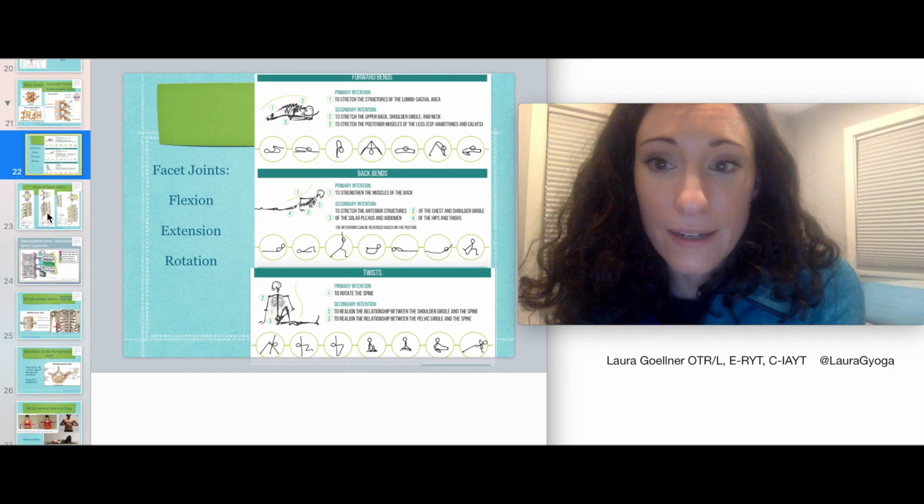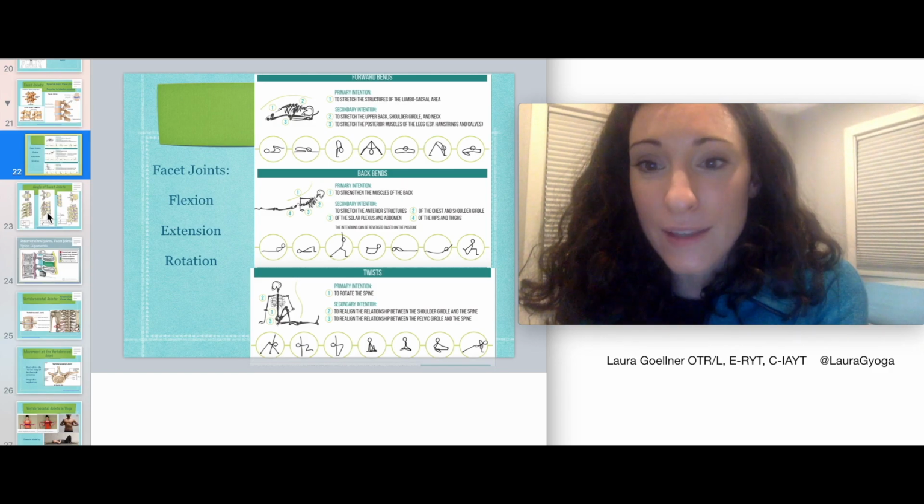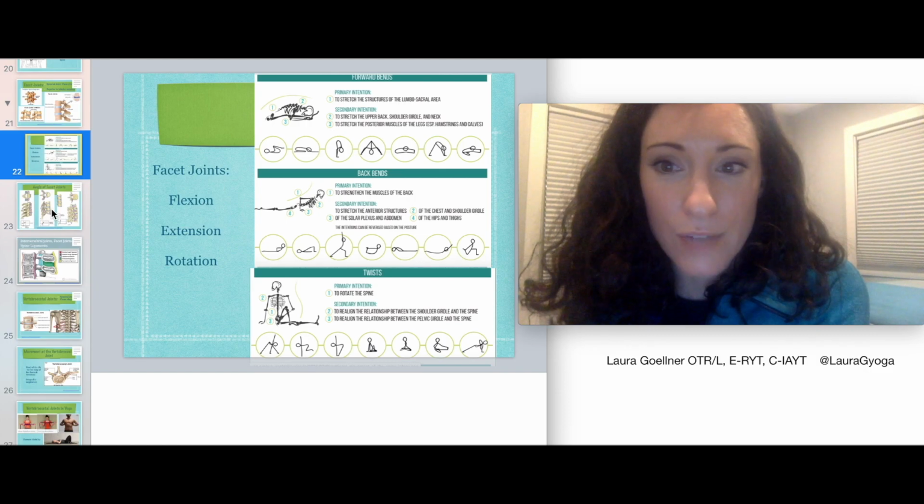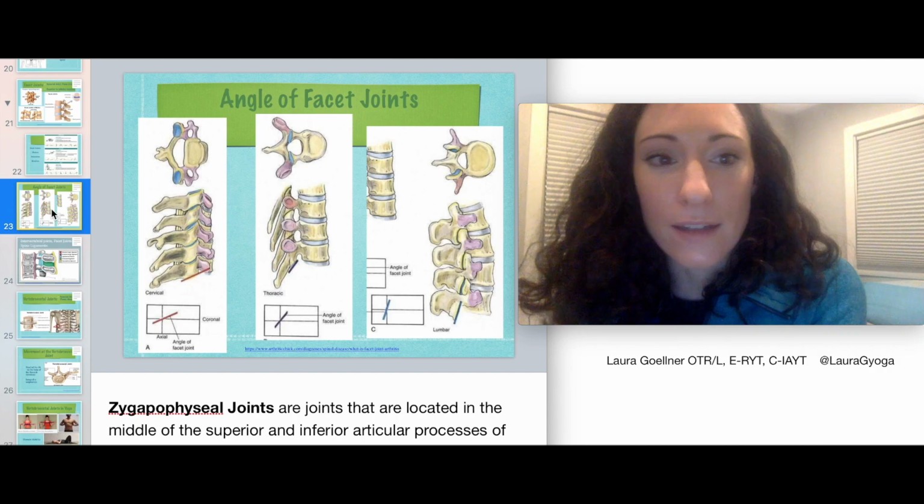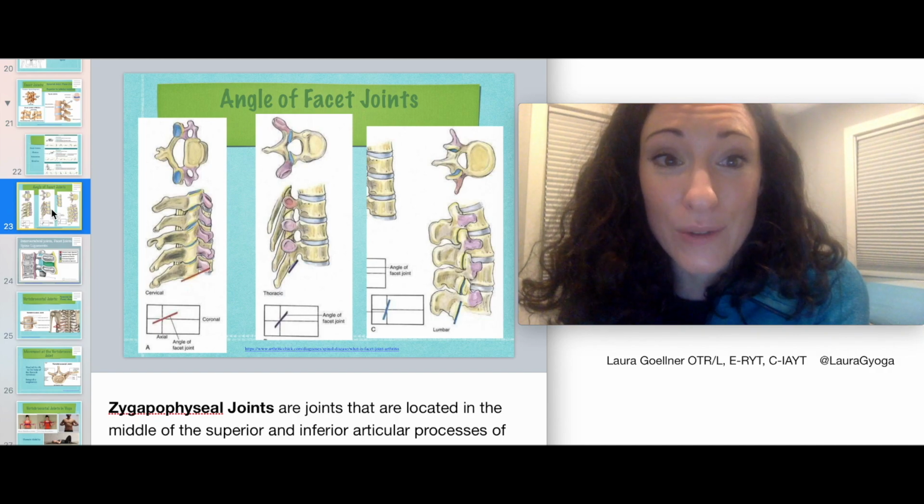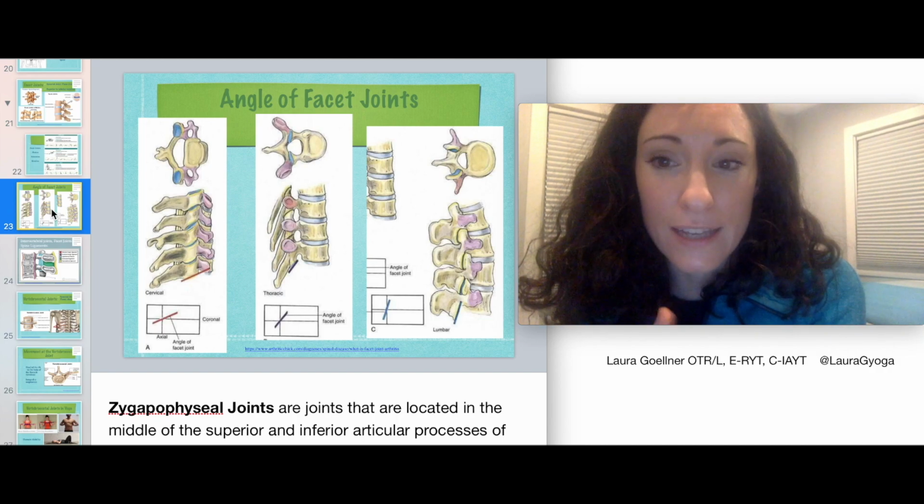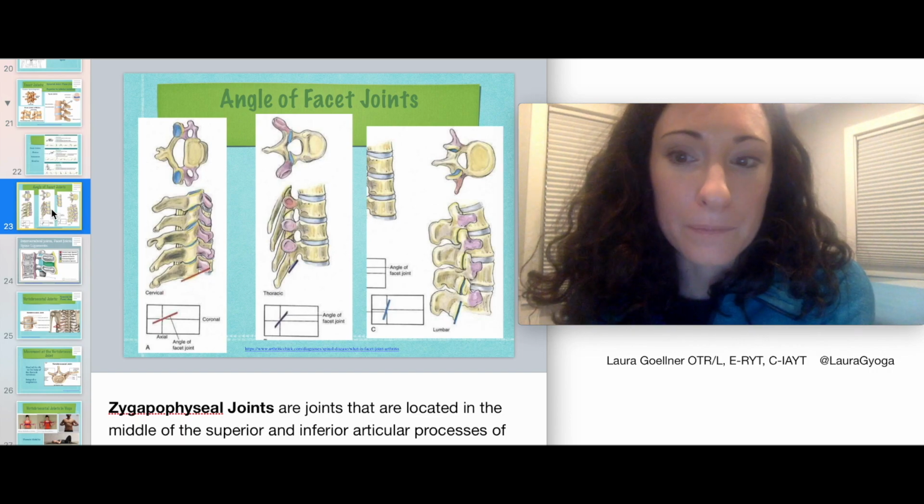Don't force it, because when we force it, that's when we're going to start to see tissue damage. It's just not worth it to get that extreme back bend and really risk doing some sort of damage to the facet joints of the spine.